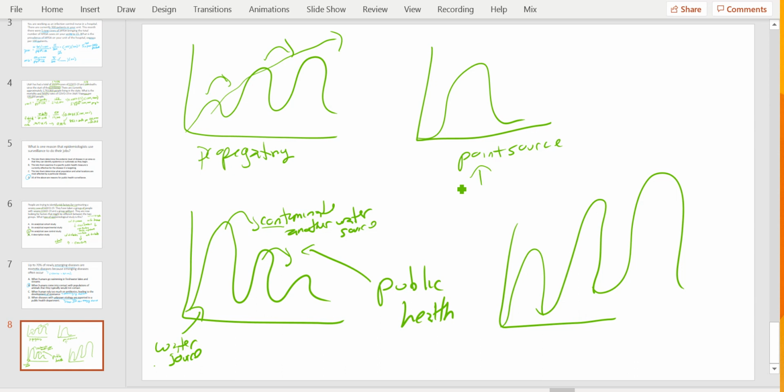Okay, so for propagating, as long as you're seeing groups appear, that is a propagating curve. It is spreading through the population. A point source will always just go up and then come back down. Okay, so hopefully this helps everyone understand epidemiology.